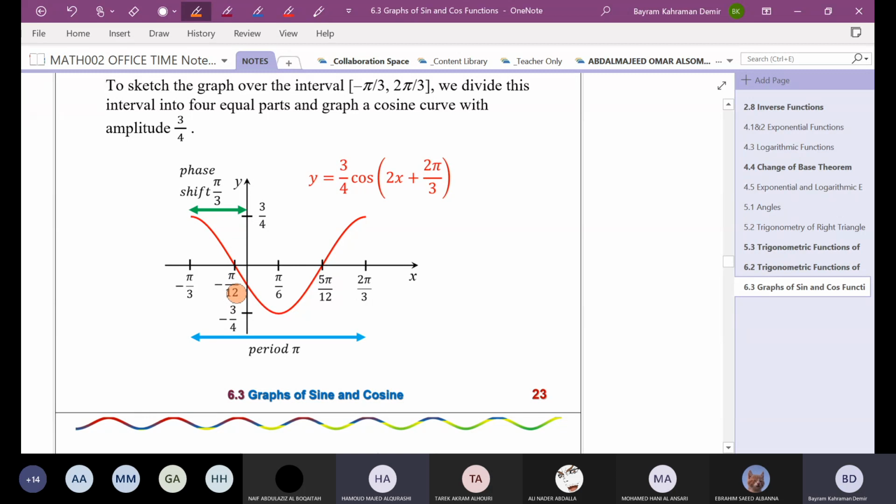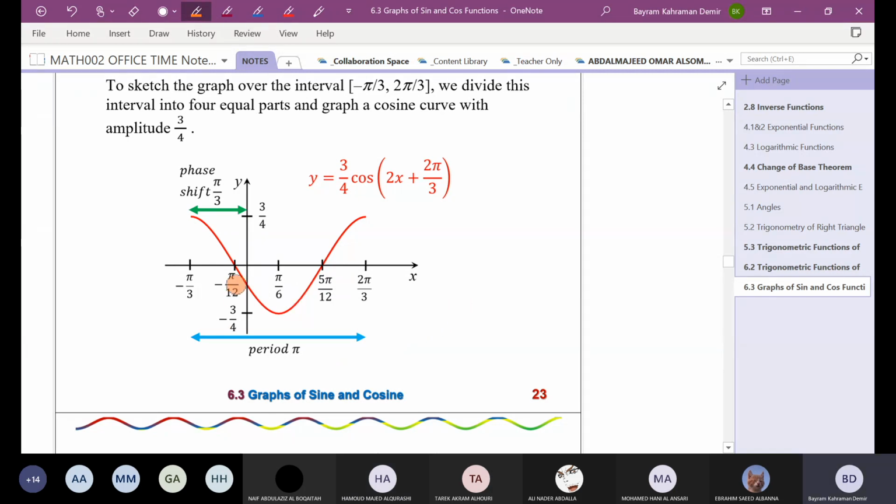Doctor, but if there is no 2x, like k is 1, let's say, you would have to add 2 pi to find the last number? Yes. If the period is 2 pi, you need to add 2 pi. Okay. Very good.